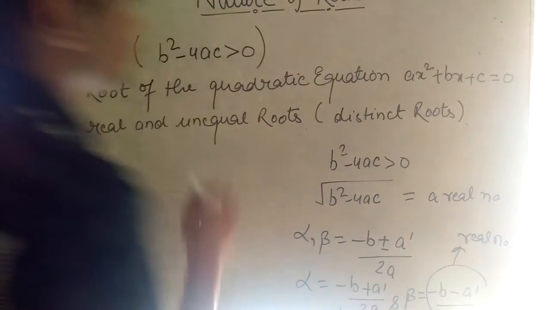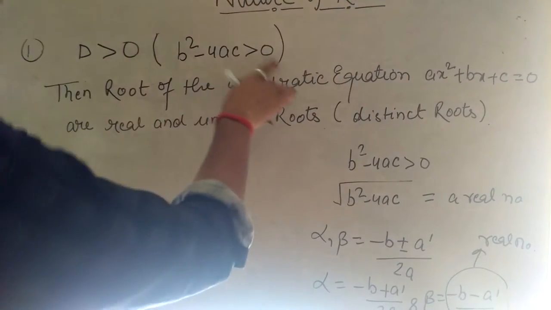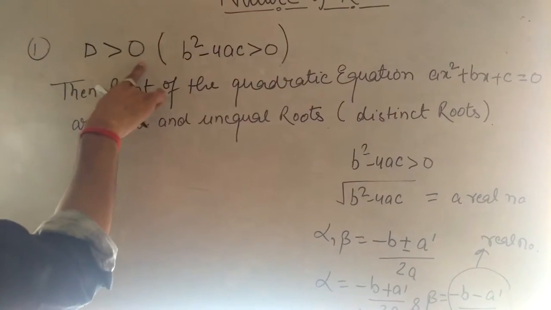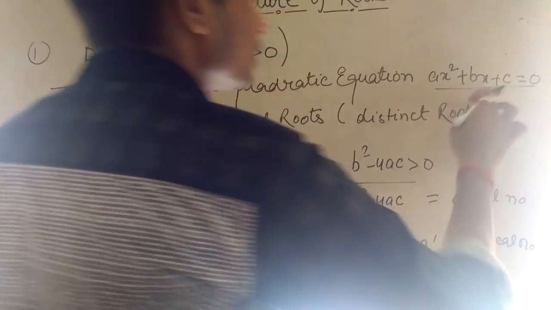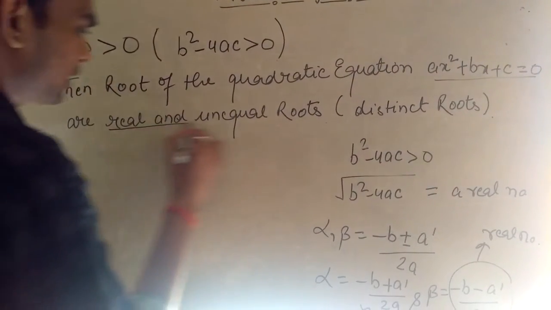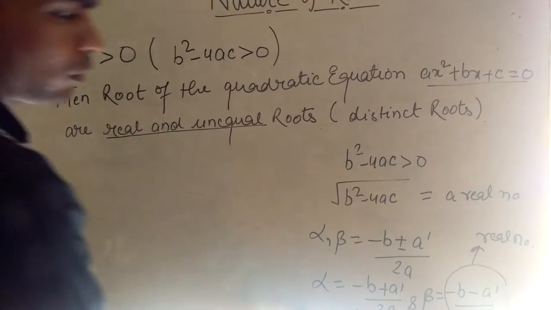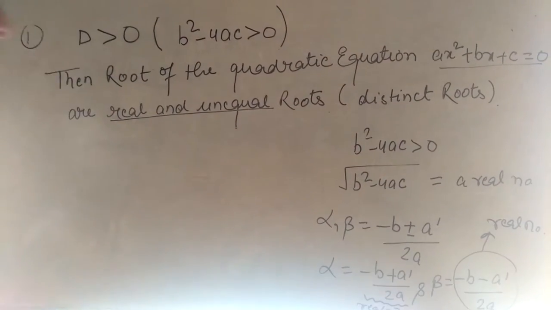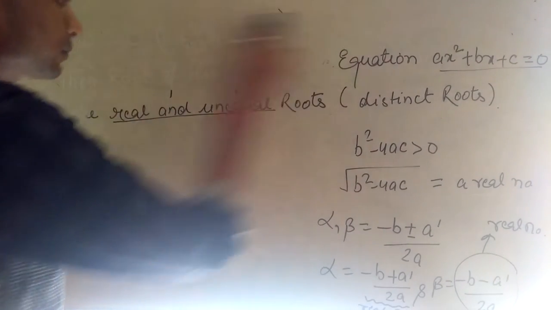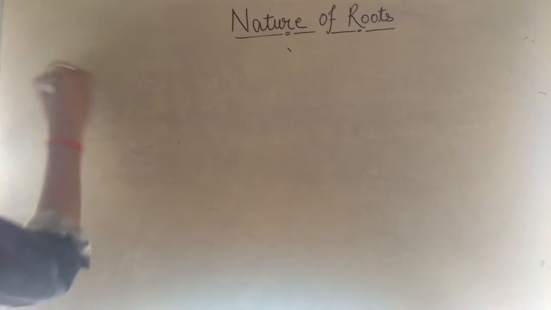So if b square minus 4ac is greater than 0, meaning the discriminant is greater than 0, then the roots of this quadratic equation are real and unequal. From here we can see this is the first condition. This is the second condition.